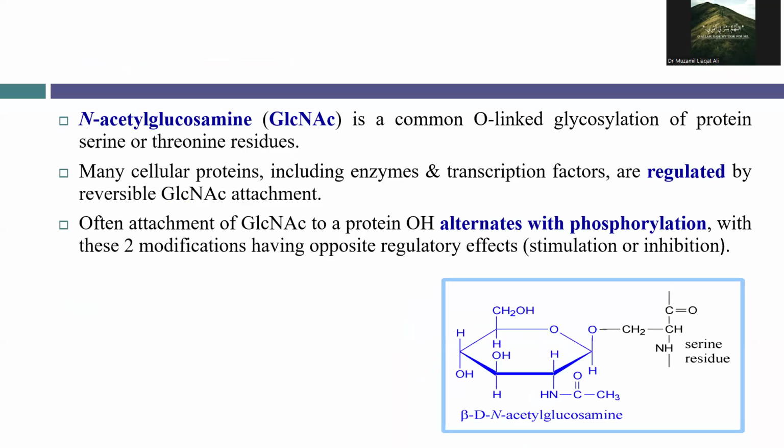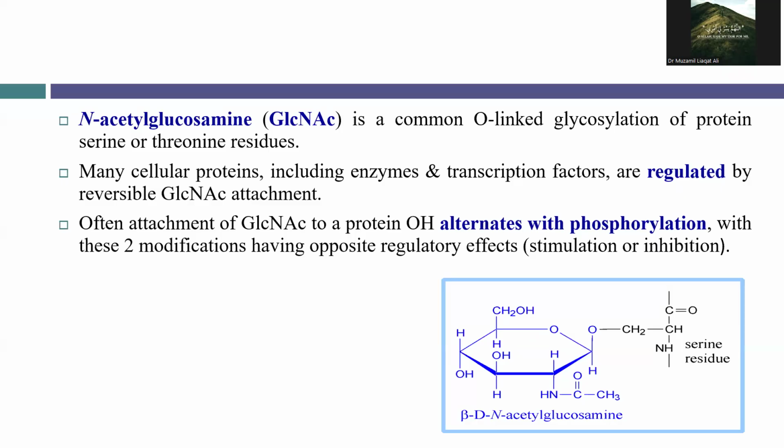What is O-N-acetyl-glucosamine? A particularly important and dynamic form of O-linked glycosylation is the attachment of a single N-acetyl-glucosamine to serine or threonine residues. This reversible modification, known as O-GlcNAc glycosylation, regulates numerous cellular proteins, including enzymes and transcription factors.